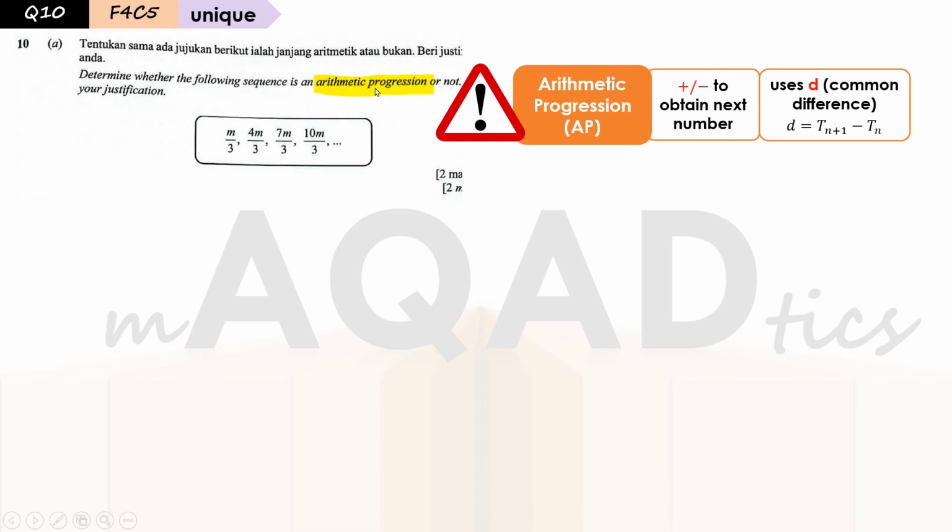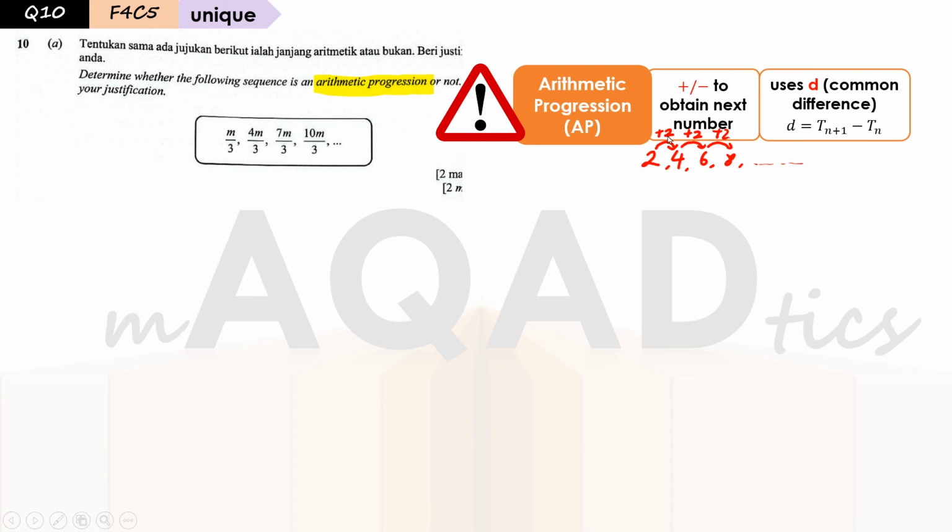Alright, so it's a sequence of numbers where if you want to find the next number, we either add or subtract a value, and usually that value is d, which is also called the common difference. So let me give you an example of an arithmetic progression. Let's say this sequence starts with 2. Let's say the value I want to add is 2, so the next number would be 4. If I add the same value, it would be 6. Add the same value, it would be 8, and so on.